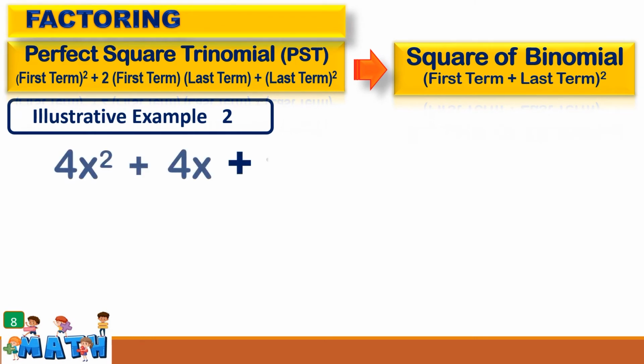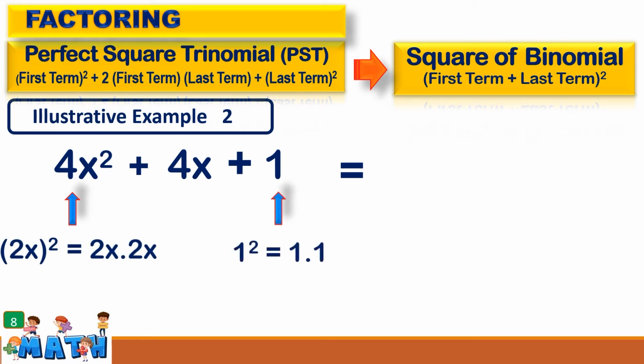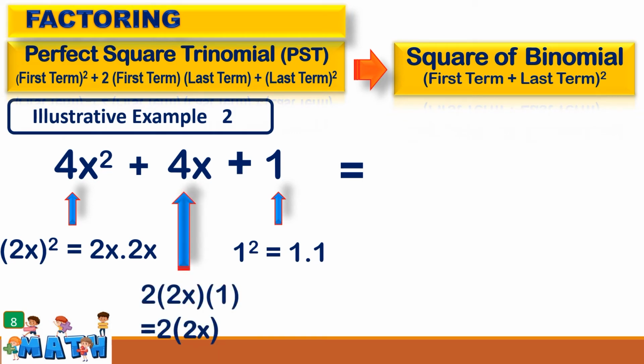Example number 2. So we're going to get the factors of 4x squared plus 4x plus 1. Again, check whether the first and last terms are perfect squares and write them as a square. So 4x squared can be written as 2x quantity squared or 2x times 2x, and 1 can be written as 1 times 1. And checking for the middle term, we have 2x times 1 is 2x, times 2 is 4x. So we have a perfect square trinomial.